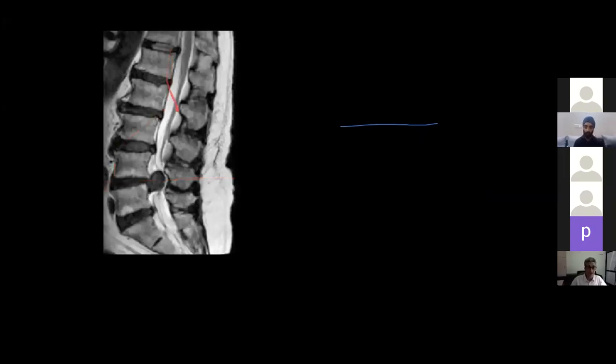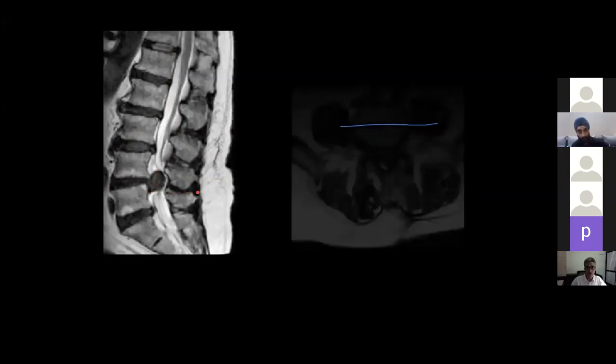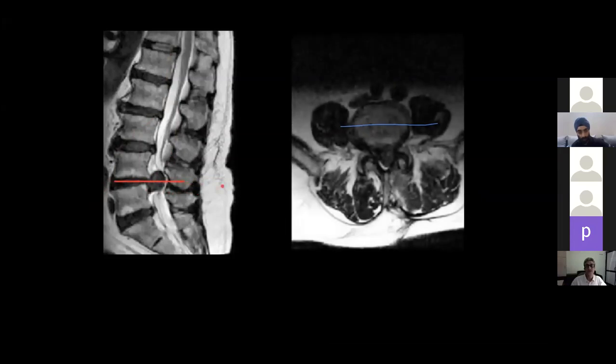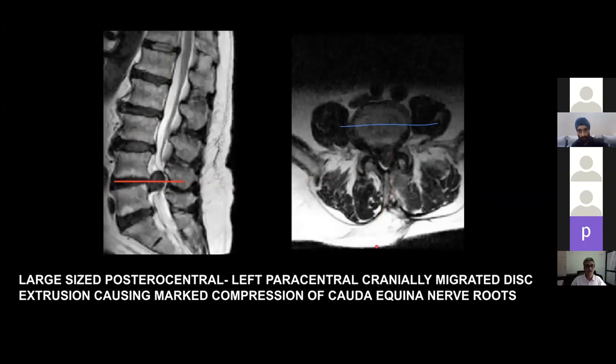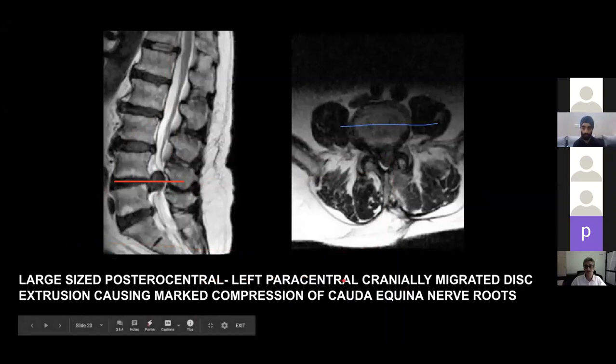So T2 weighted sagittal sequence. We can see a large disc herniation. Size is larger than its neck, so that's an extrusion. An axial image is taken at this level. It is central and more on the left side, left paracentral. So this is a case of large sized posterocentral left paracentral cranially migrated disc extrusion causing marked compression of cauda equina nerve roots.